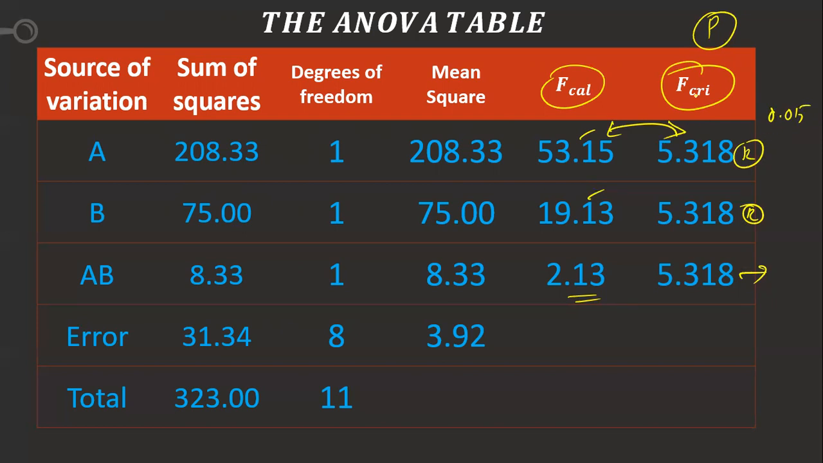This is how we use the ANOVA table to find out whether there is any interaction with the yield for A, B and AB. So in our next video, we are going to use this factorial design with a regression model also.